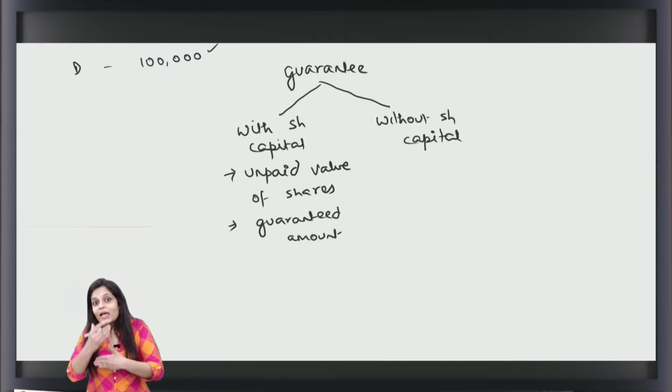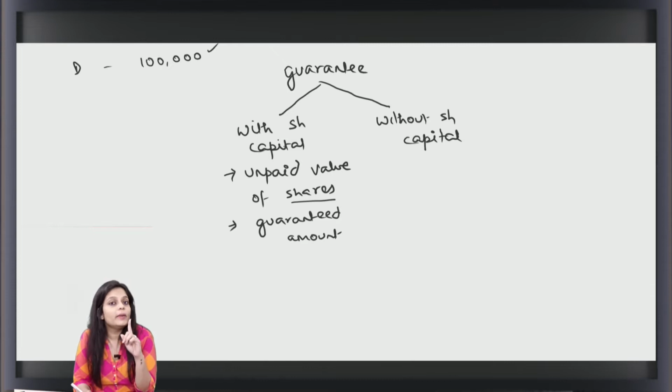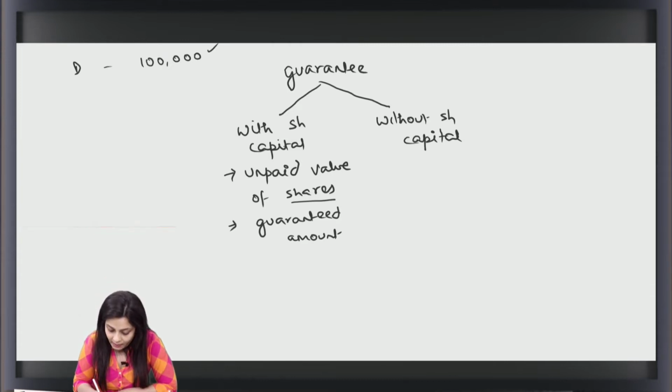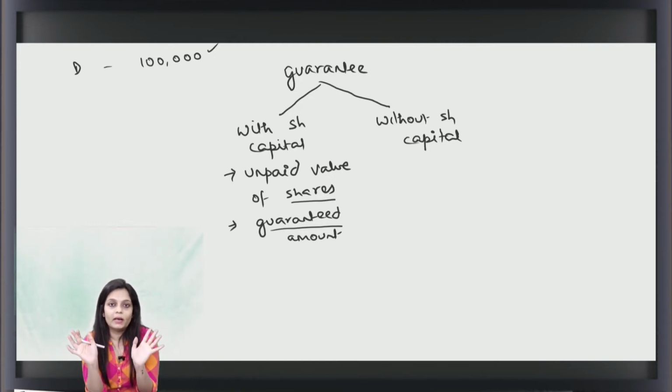I have to pay the unpaid value plus the guaranteed amount. And can I say this liability arises twice? How twice? The unpaid value of the shares can be called up during the business or during winding up. But the guaranteed amount can be called up only during the winding up. So double liability: I am liable for the unpaid value plus the guaranteed amount.